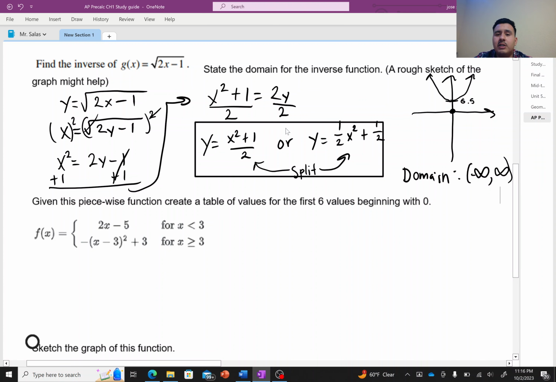So did we find the inverse? Yes, we did. This was our inverse. Did we state the domain for the inverse? Yes, we found the domain for the inverse.